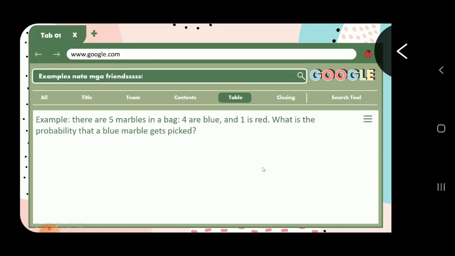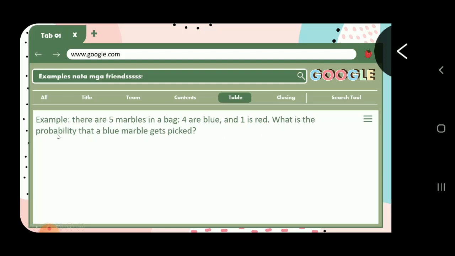Karon, sige, question. How many possible outcomes nga naa sa atong? Posible mogawas kay isa ka red, di ba? Posible mogawas isa ka blue, na sad isa ka blue, hangtod mo 4 ka blue. Pila man ni tanan? 4 plus 1, 5. So naa tay 5 possible outcomes. So mao to imong ibutang sa imong denominator.